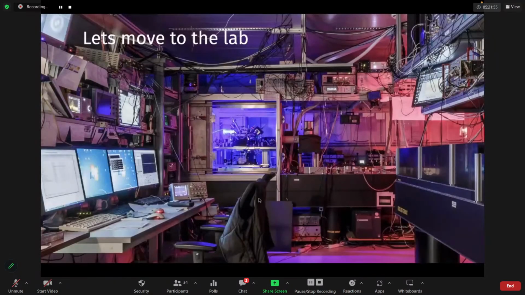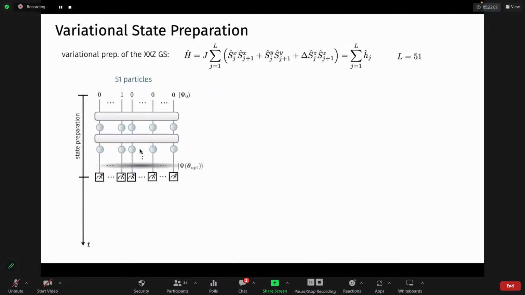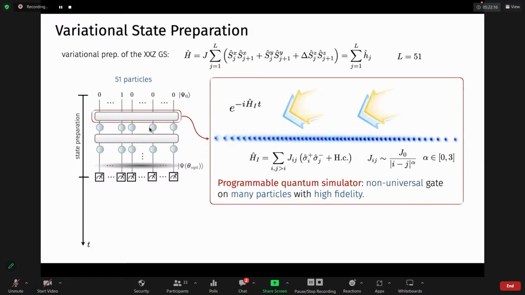Now let's move to the lab. This was just some numerics. Let's see if we can see the same thing in experiments. What we do in these experiments is we prepare approximate ground states of this XXZ model with a variational approach. So we have a quantum circuit. We can execute certain types of gates. This machine is a programmable analog quantum simulator.